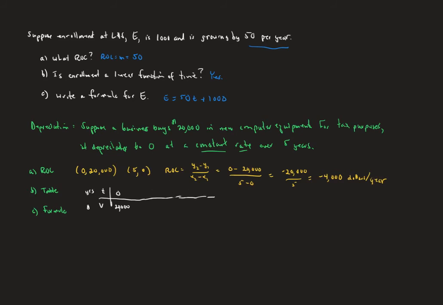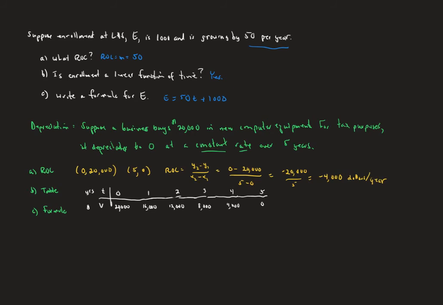So let's say after 1 year, it's going to go down 4,000 in value. So now it'll be worth 16,000. After 2 years, it's going to go down another 4,000. So now it's worth $12,000. After 3 years, it's going to go down another 4,000. Now it's going to be worth $8,000. After 4 years, it's gone down to 4,000. And after the 5th year, it's down to 0.